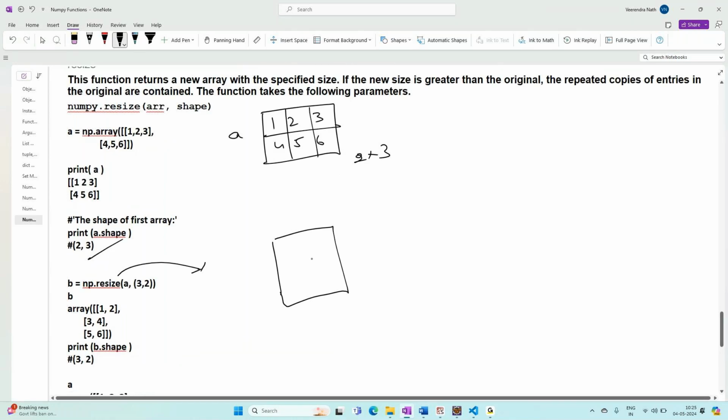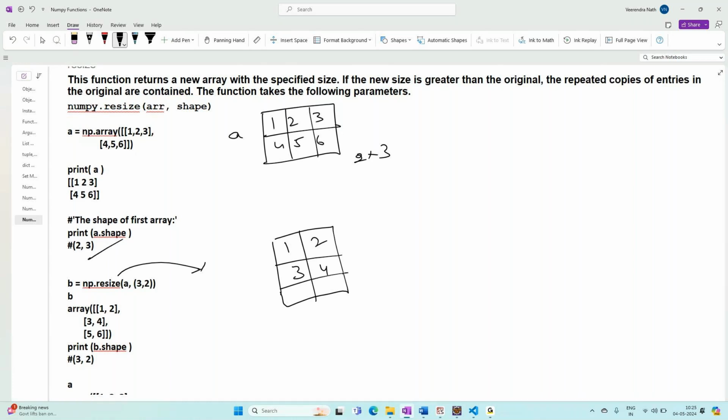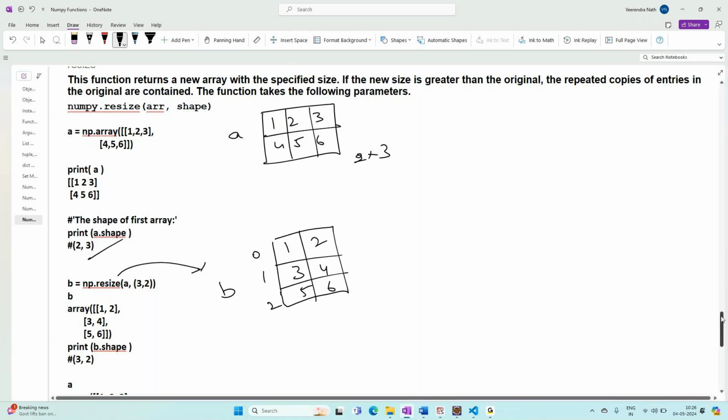Resizing A into 3 by 2 means what will happen? 1, 2, splitting, 3, 4, and 5, 6. We are storing this in B. Yes or no? And A will remain the same. A will not change. We are making a resize and storing it in B. A will not be affected.